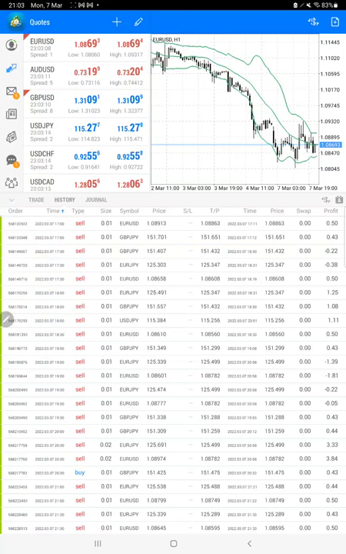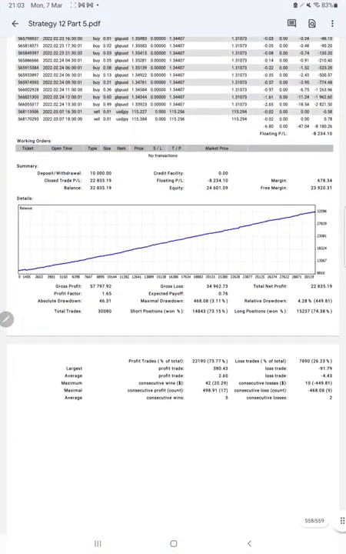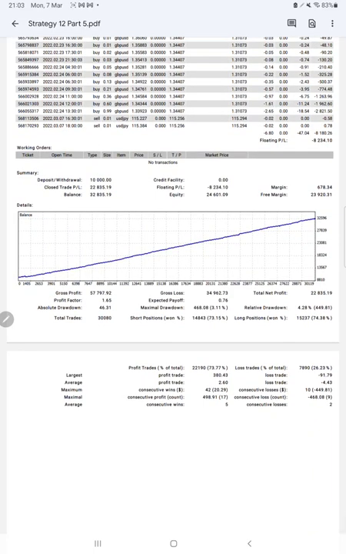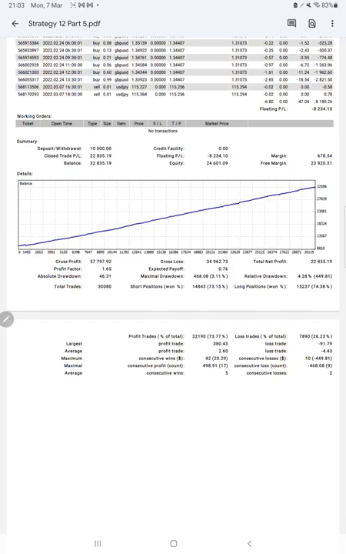Also, we will check the trading account statistics here, and almost more than 550 pages of PDF file is available to verify all the trades. Here is a graph, constantly it is growing. Profit factor is 1.65. Total number of trades are more than 30,000 trades, more than 30k. This is only the total number of trades, and expected payoff is 0.76.